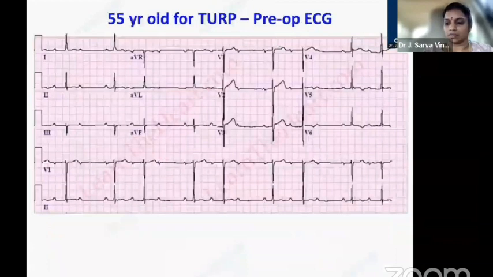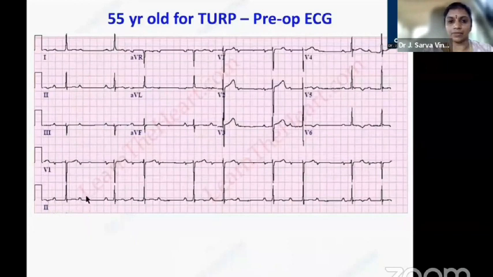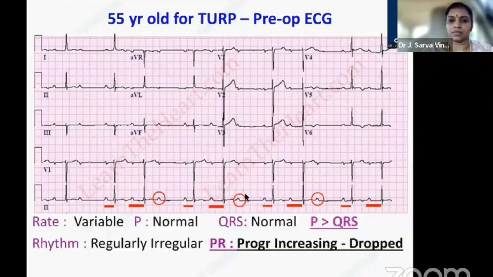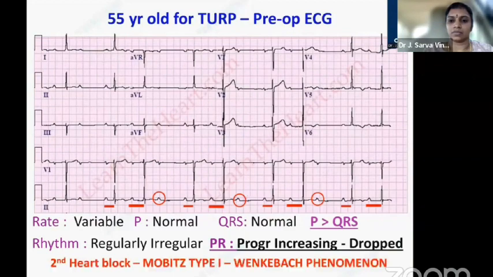This patient is a 55-year-old patient who's posted for TURP, and this is the ECG. What we can see here is the RR intervals being regularly irregular. And what about the P waves? We can see there is a PR prolongation. The next PR is even more prolonged, and then you have a P wave which is not followed by a QRS complex, and the cycle continues. So you have a wider PR interval, an even wider PR interval, and you have a dropped beat. So this is Mobitz type 1 or second degree AV block type 1, also called the Wenckebach phenomenon.